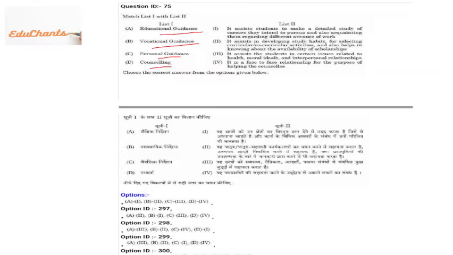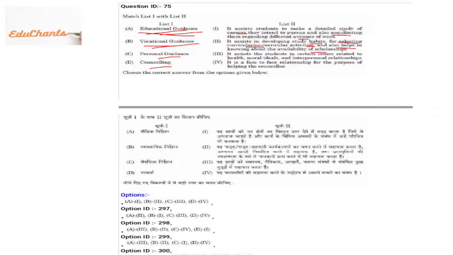Coming to the question, 75th question, it is asking about types of guidance, right? So we will match the first one, educational guidance. What is educational guidance? Definitely it assists in developing study habits, selecting curricular or co-curricular activities, and helps in knowing about the availability of scholarships. So educational guidance means the guidance which is provided in the field of education. Then what is vocational guidance? The guidance which helps in choosing any type of vocation, that means career, detailed study of the career that they intend to pursue, and acquaints them with different avenues of work.